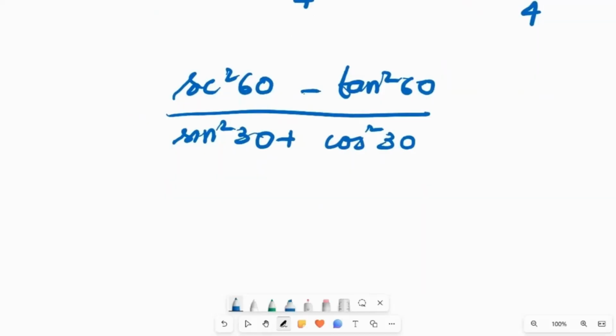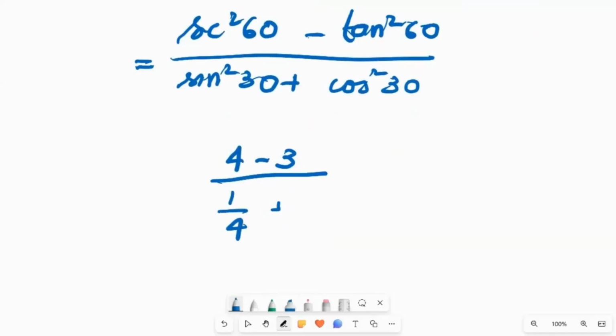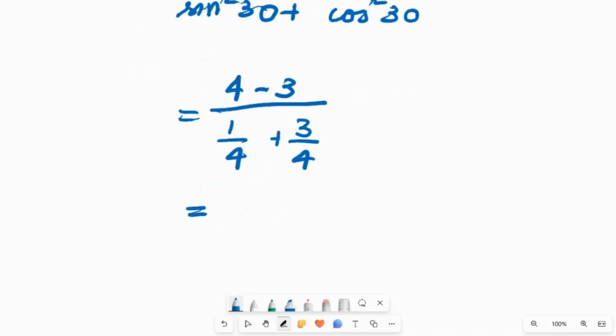So secant² 60 is 4, minus tan² 60 is 3. Sin² 30 is 1 by 4 and cos² 30 is 3 by 4. 1 by 4 plus 3 by 4 is 4 by 4, and 4 by 4 is 1. So the answer is 4 minus 3 by 1, which is equal to 1. That's it. The answer to the fifth question is 1.